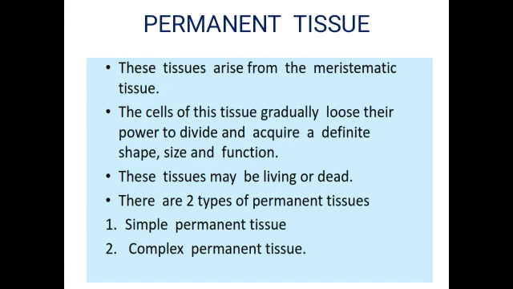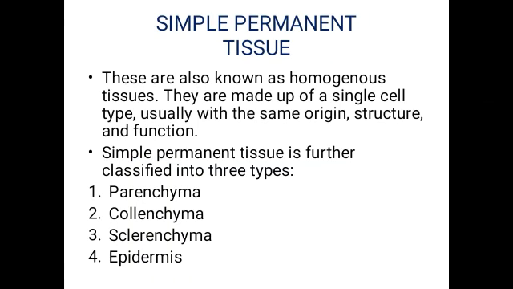The tissue may be living or dead. If it is living, it is the green part of the plant, called living cells. If you look at a tree, the bark, which is brown in color, is dead tissue. This is the difference between living and dead tissue. There are two types of permanent tissues, namely simple permanent tissue and complex permanent tissue. We'll see the simple permanent tissue in detail.